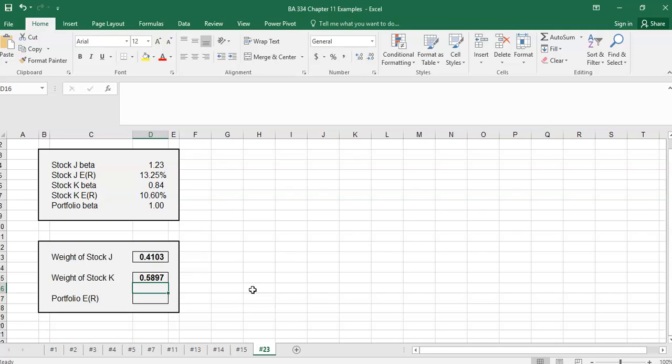Now we're going to calculate the expected rate of return on the portfolio. So remember, that's the weight of the stock times the expected return of the stock. And then we add those results together. So we have two stocks. The weight of J times the expected return on J plus the weight of K times the expected return on K. So the expected return on this portfolio is 11.69%.